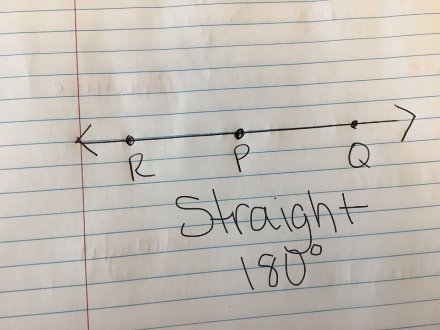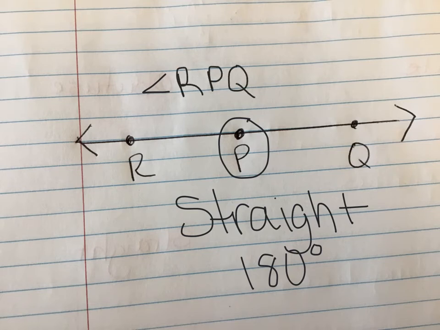If I were to name this angle, I would say this is angle... I always have to put the vertex in the middle. So I'd say this is angle RPQ. Somebody said, name that angle. You would name it angle RPQ. And we would say angle RPQ is 180 degrees.